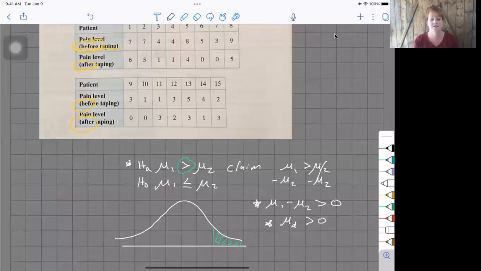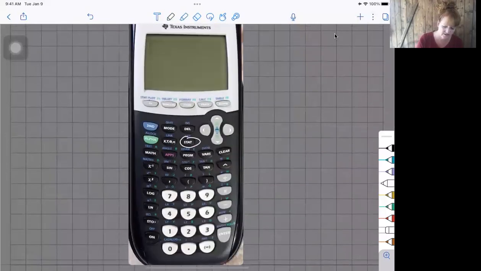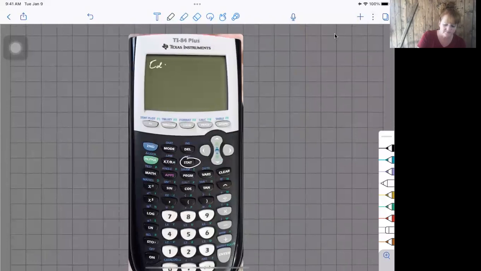Okay, but this is also going to give us a clue to how we're going to do this problem. So obviously we've been given data. So we are going to enter this in a list. So on the TI, I want you to go to stat, go to edit, and I want you to put the before data in L1. This is going to be our before. And in L2, you're going to do your after.